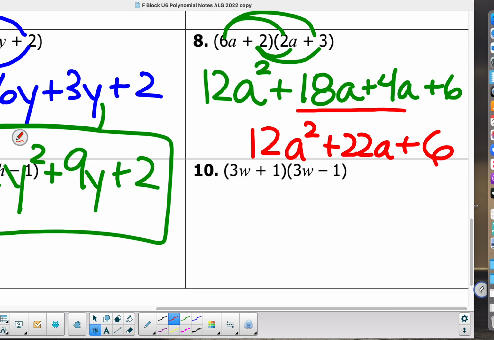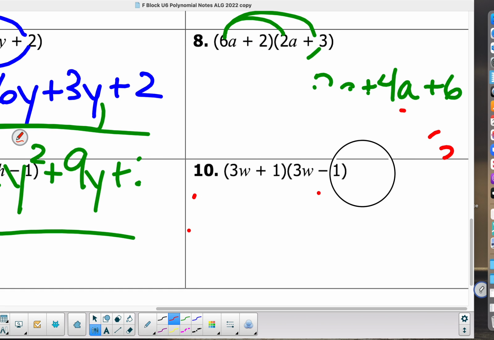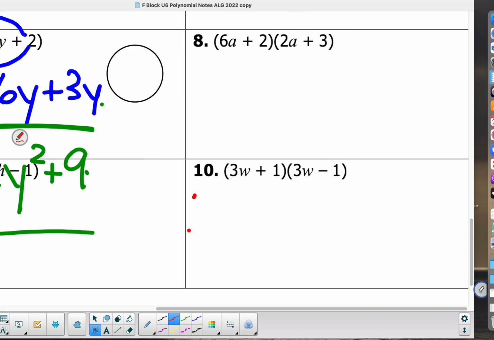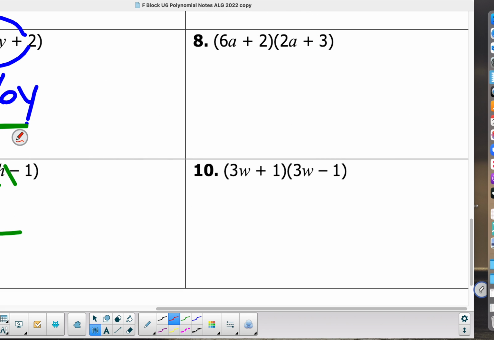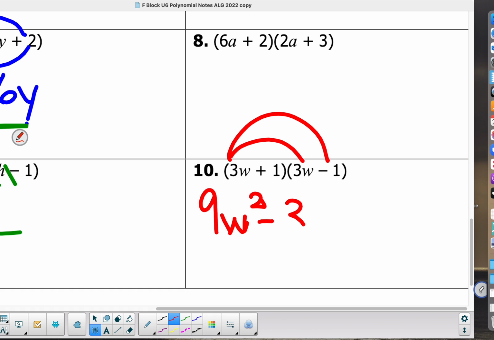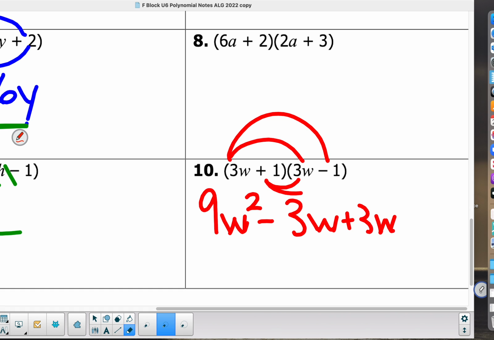Let's look at number 10, and I think I may stop the video after number 10. So in number 10, I'm going to distribute 3w times 3w, giving me 9w squared, and then 3w times negative 1, and then I move back and I do the same thing with the positive 1, and then positive 1 times negative 1, giving me negative 1.